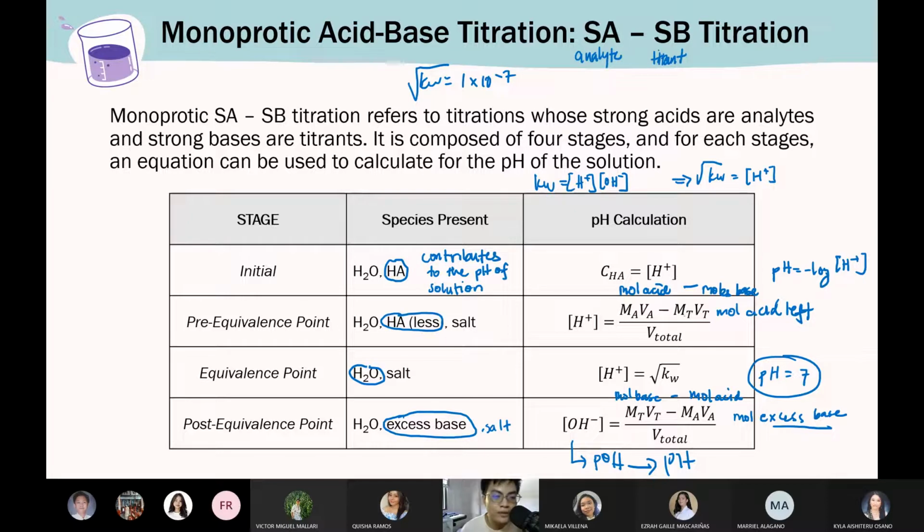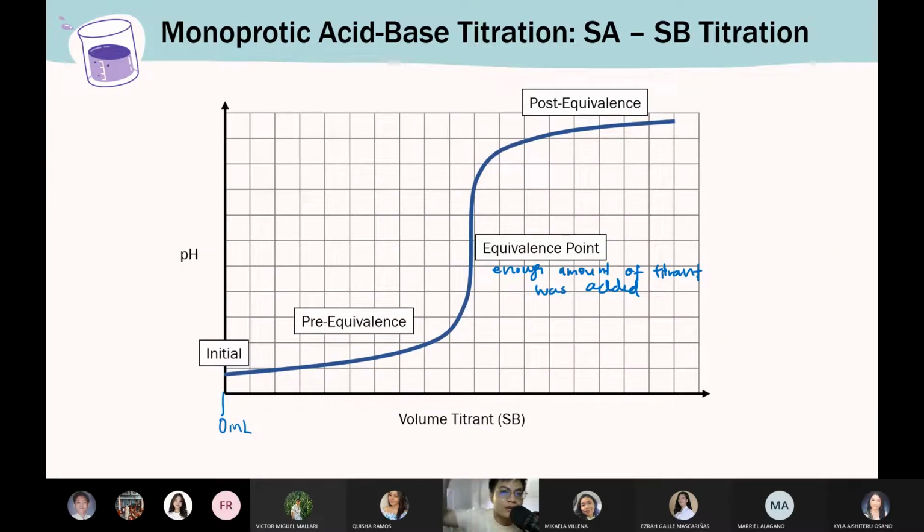At post-equivalence point, you have your excess base. And to get the excess base, you have to subtract the mole of your base. Magsusubtract ka ng mole base and mole acid, para alam mo kung gaano karami yung nagamit at yung sumobra. And you have to divide it by the total volume so that you can get the overall concentration of the base, convert it to pOH, and then later on to pH. So, as we do that, we can actually make a graph. Ito yung pinaka-goal ng chapter na to for us to draw graphs. So, i-graph natin yung titration like that. So, you have your initial, pre-equivalence, equivalence, and post-equivalence.